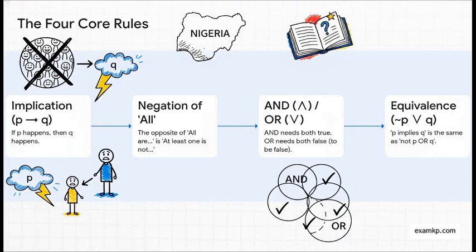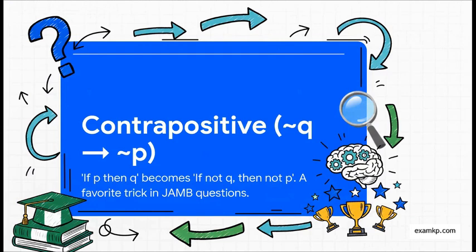Alright, now let's talk about a concept that is a total game changer, especially if you're writing JAM. It's called the contrapositive. I know, big name, but it's super simple. You just flip the if-then statement and make both parts negative. So, if P, then Q becomes if not Q, then not P. Basically, if the result didn't happen, then the cause couldn't have happened. You have to lock this one down because JAM loves it.